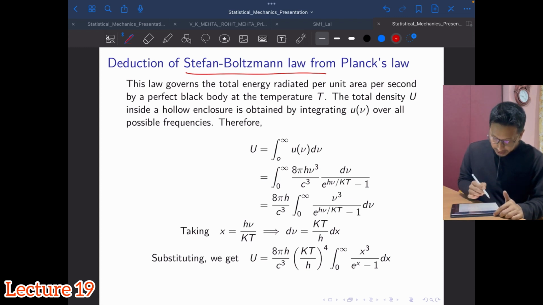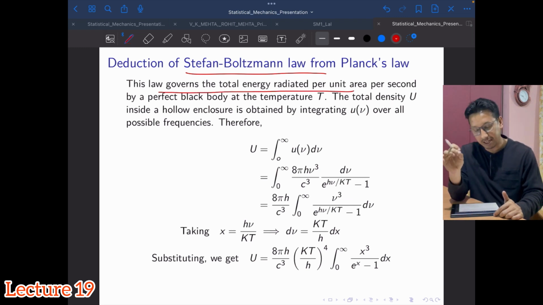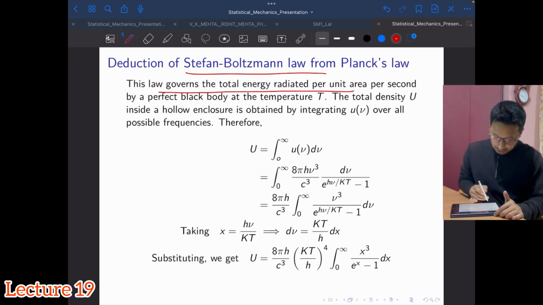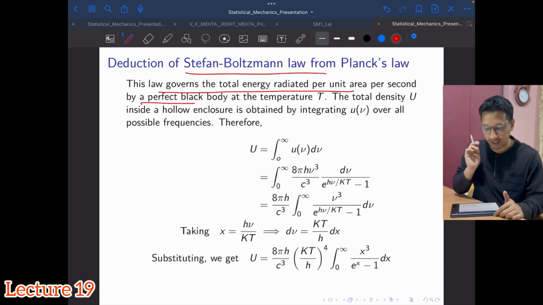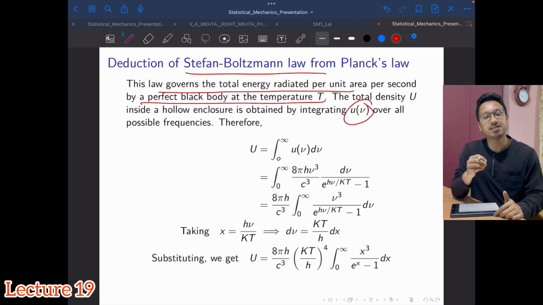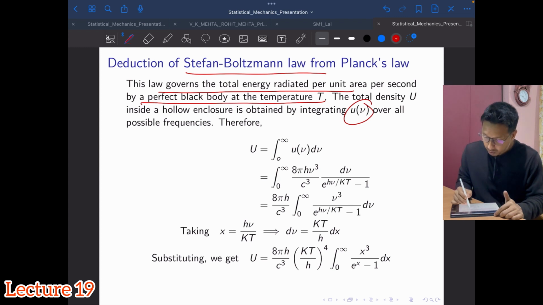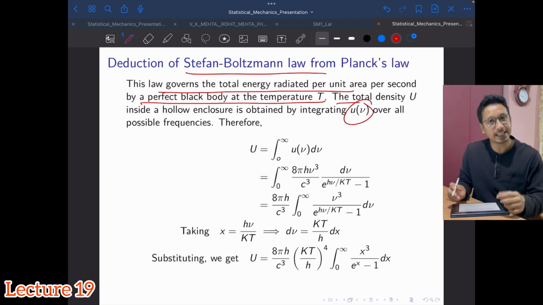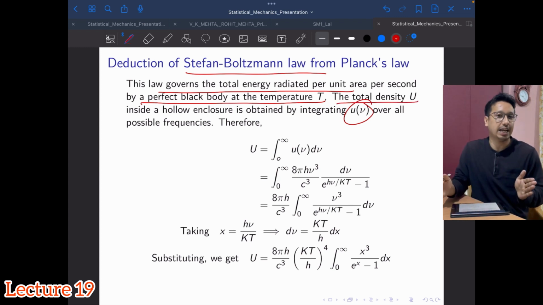Okay, so it is written here that this law governs the total energy radiated per unit area per second, as I told you, by a perfect black body at temperature T. So Planck's law gives you the energy density within a range of frequency, isn't it? So the total intensity we can calculate if we integrate over the entire range of frequency.